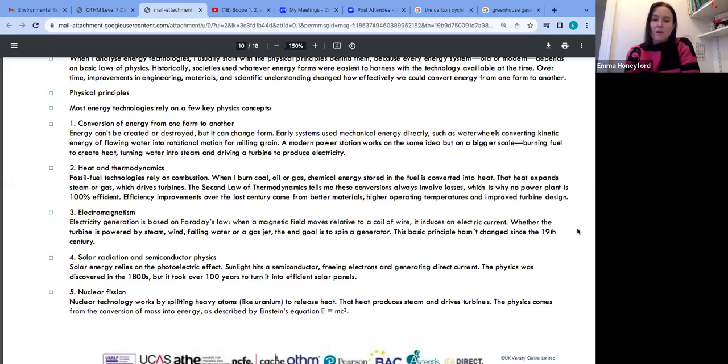Section 5. Nuclear technology works by splitting heavy atoms like uranium. There's a lot of contention and debate around nuclear energy at the moment in terms of the risk associated with it, and whether it is a sustainable use of energy in the future and now. The heat produces steam that drives turbines, and the physics comes from the conversion of mass into energy, described by Einstein's equation E equals mc².